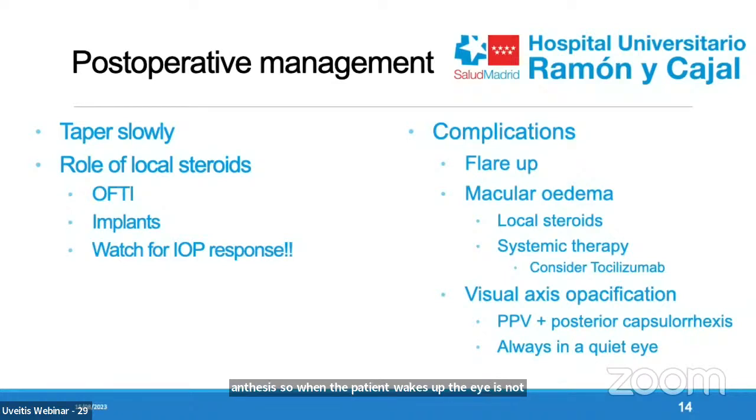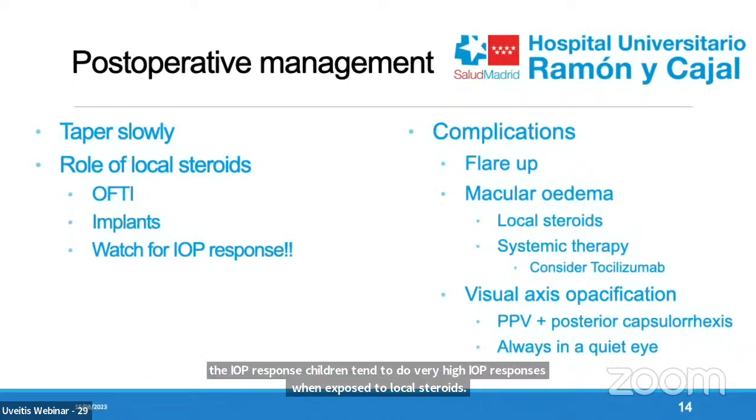And through that same subtenon approach, I will inject some triamcinolone. That triamcinolone will make sure that the eye is quiet during the postoperative period. Using implants, as has also been described, can be useful. But the most important thing in these patients is to watch for the IOP response. Children tend to have very high IOP responses when exposed to local steroids, and we need to watch for that.